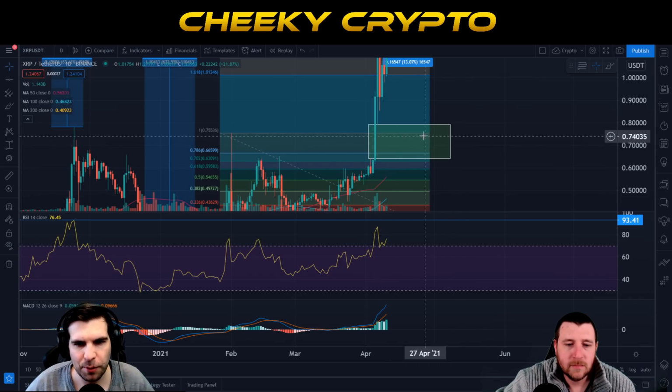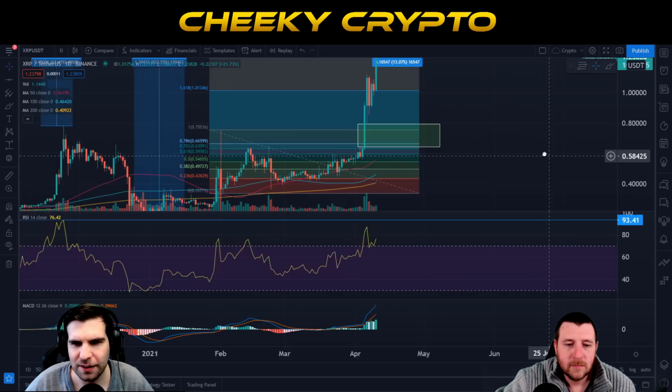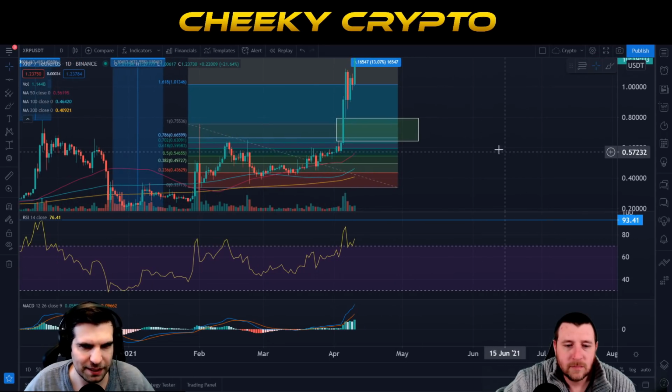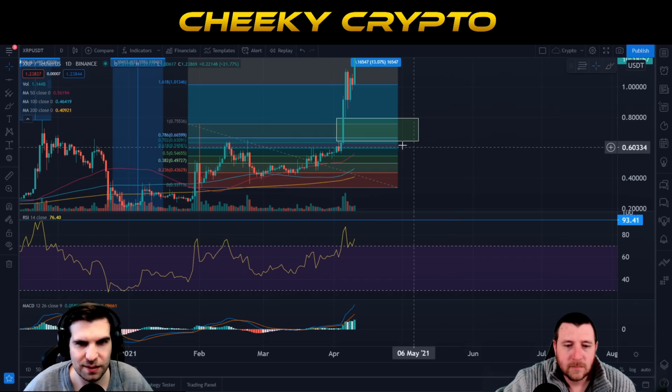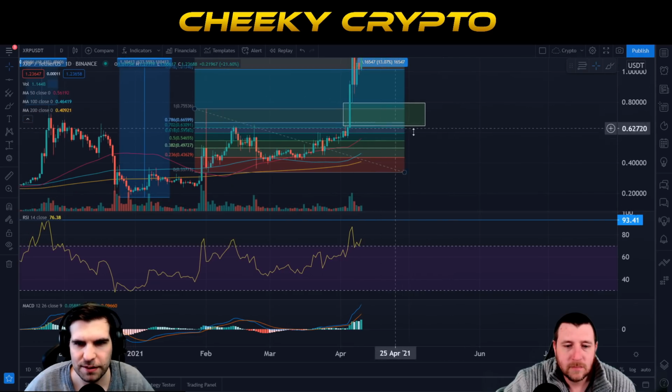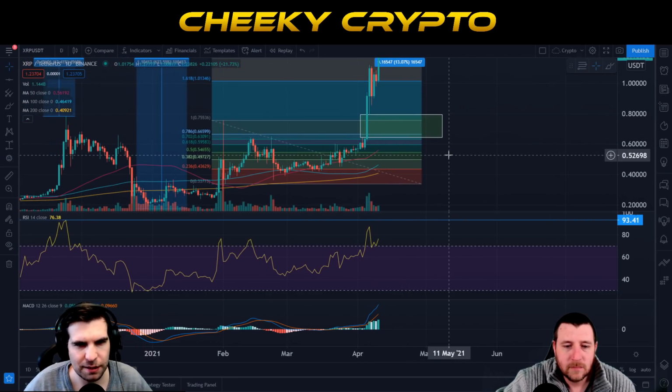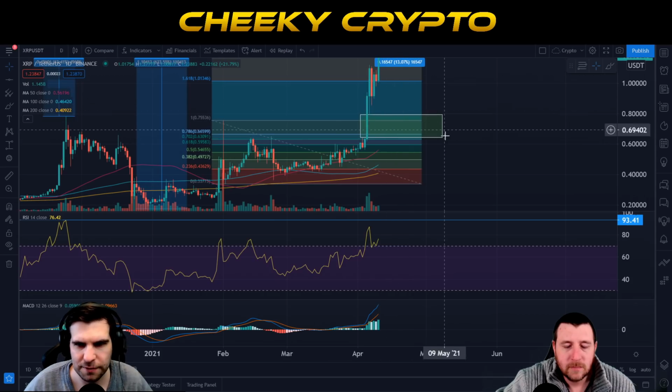Now we did leave this box here. This is an area that we left a gap. The gap has been left behind and we might have to come back into it at some point. It looks like that's actually been left behind for now, which is interesting. We came back down, tested this area a little bit, and then moved right back up again. So I've left this on here as an area of interest for later analysis. But for now, we actually rallied much higher.